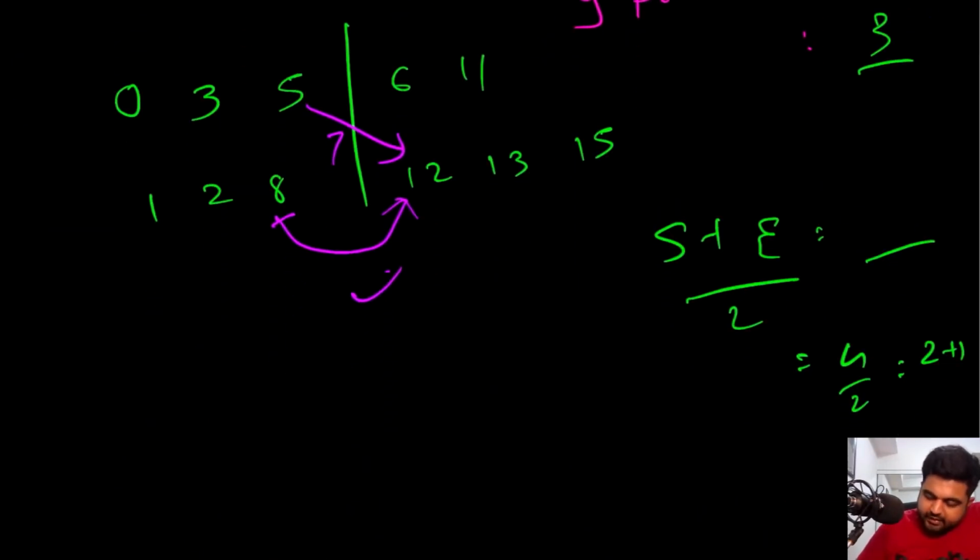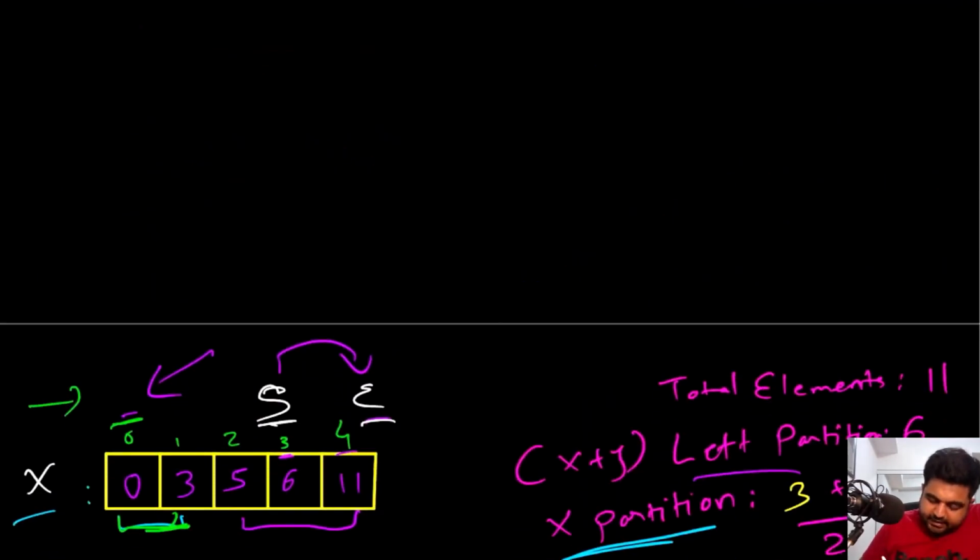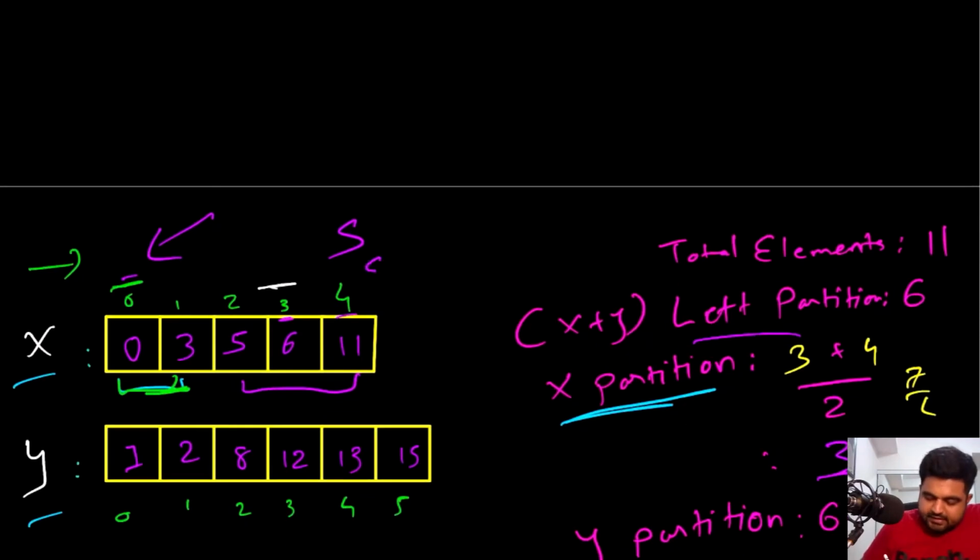So we get the value: 3 plus 4 divided by 2. So we get 7 divided by 2, which is 3. So now we get the value to be 3 plus 1. So this is going to be the new start point. So currently our start and end point both fall on the same position. So this is the start point, this is the end point.